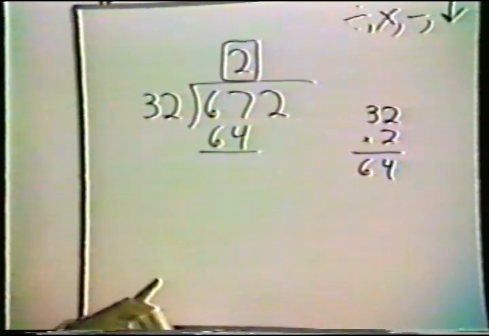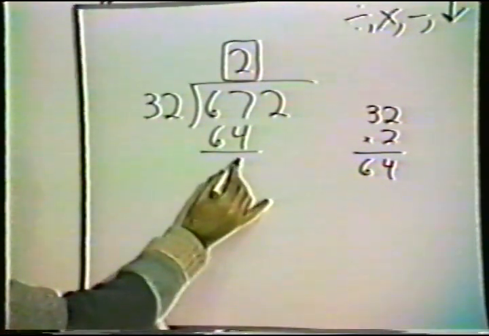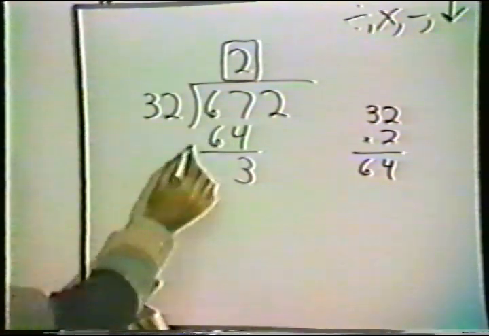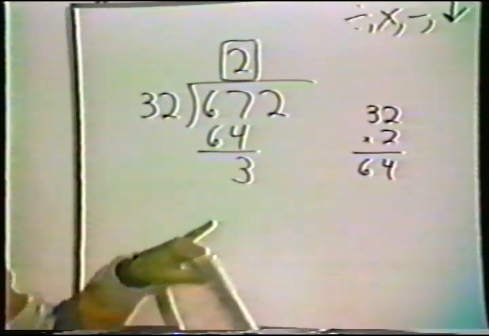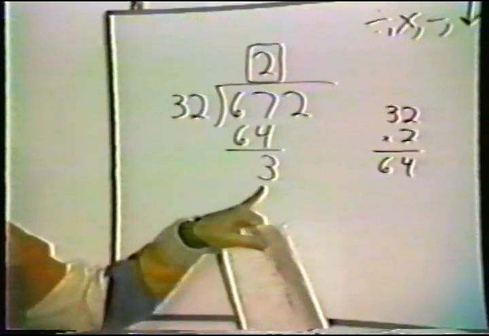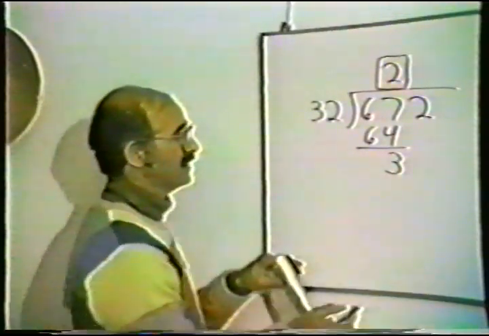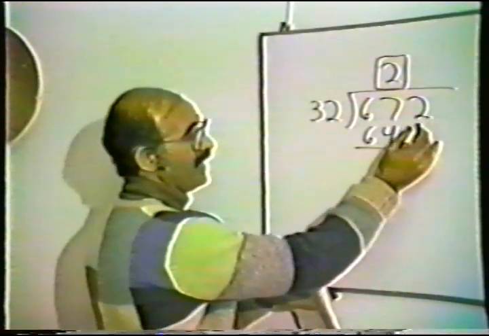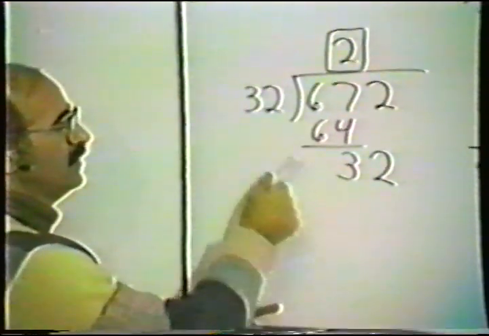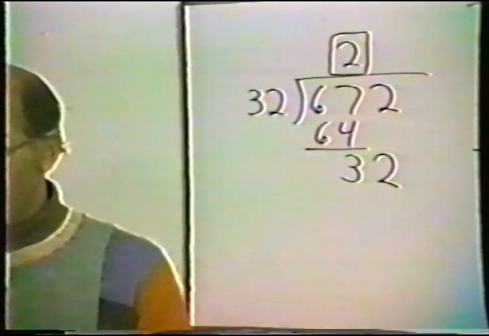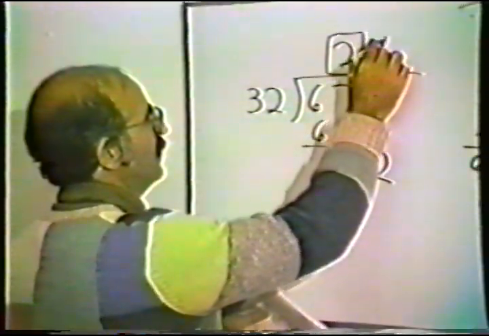Let's find out if it's too small or not. 7 take away 4 is 3. 6 take away 6 is 0. So when we subtracted, we only got 3, and that's good because it's less than 32, less than the number we divided by. Now we bring down our 2. 32 goes into 32 how many times? One time. Isn't that easy?